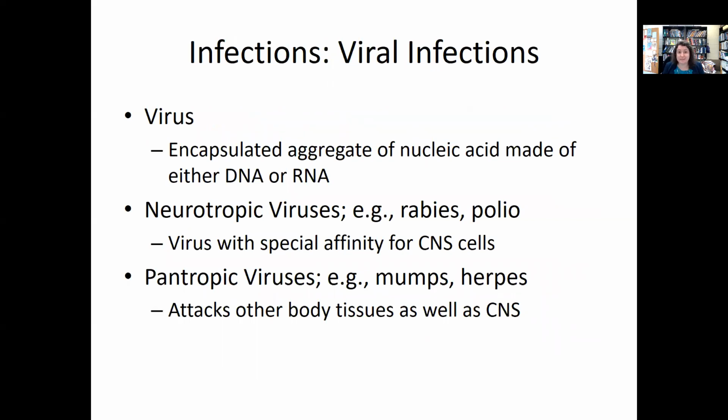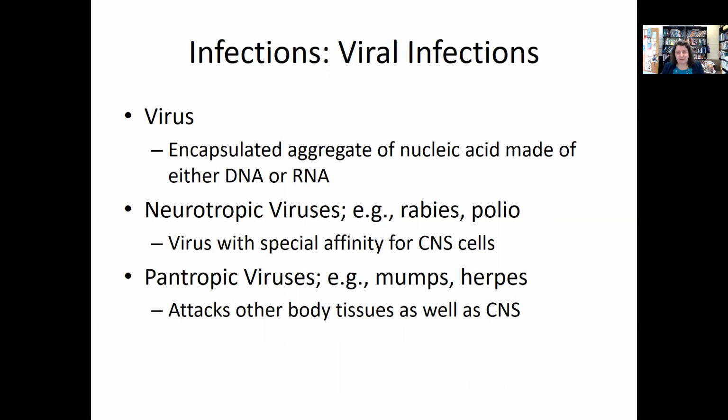Now, another thing that can happen in the brain is viral infections. Just like you can get viruses that affect anywhere else in your body, they can also sometimes affect the brain. A virus is an encapsulated aggregate of nucleic acid made of either DNA or RNA. If you think back to high school bio, these things should be bringing up memories for you. What makes viruses so problematic is they get into our own cells and use our DNA and RNA to replicate.